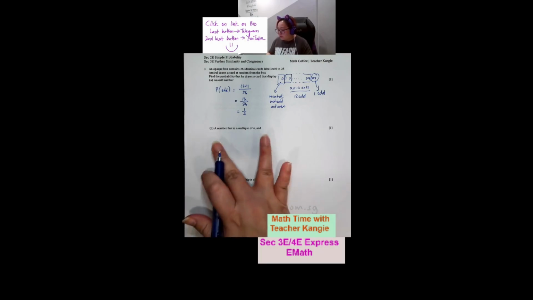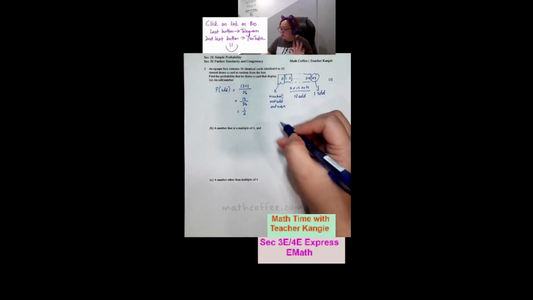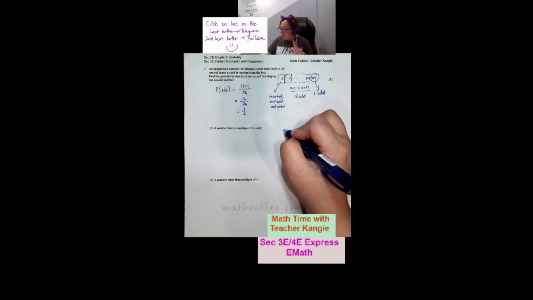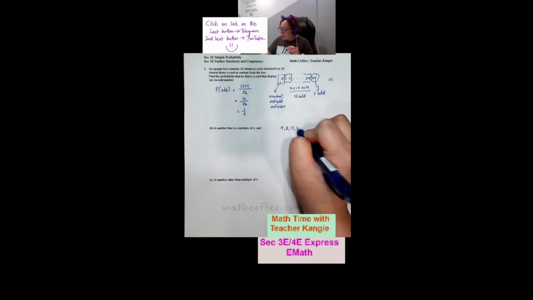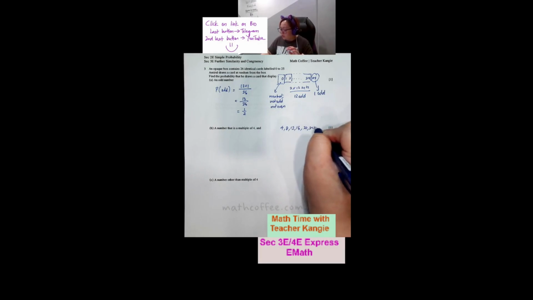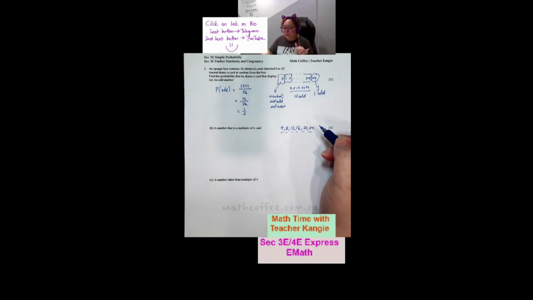Okay, next. A number that is a multiple of 4. In this one, the range of numbers is pretty small, so it's easy to count. What are the multiples of 4? 1 times 4 is 4. So we have 4, 8, 12, 16, 20, and 24. Anything more is not within the range of cards I have. So I have 1, 2, 3, 4, 5, 6. I have 6 multiples of 4.